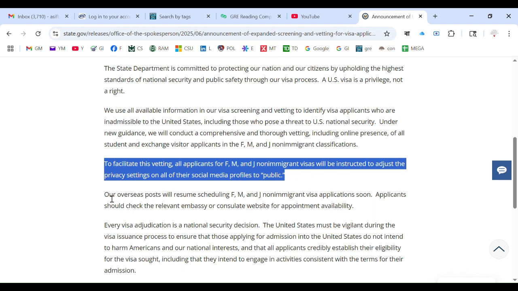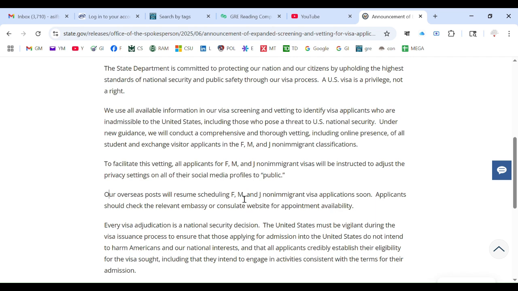Okay, so our overseas posts will resume scheduling F, M and J non-immigrant visa applicants soon. Applicants should check the relevant embassy or consulate website for appointment availability. So these are generic things. This is all about this announcement.